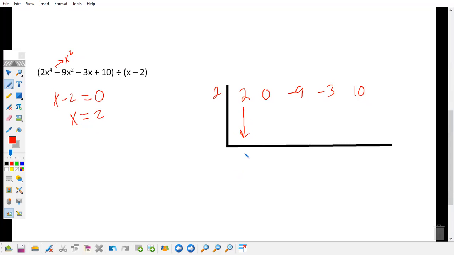We get it going by bringing down our leading coefficient. Again, diagonally, we're multiplying. Vertically, we are adding. 2 times 2 is 4. 0 plus 4 is 4, 2 times 4 is 8, -9 plus 8 is -1, 2 times -1 is -2, -3 plus -2 is -5, 2 times -5 is -10. -10 plus 10 is 0. So what does this tell us? X minus 2 is a factor.